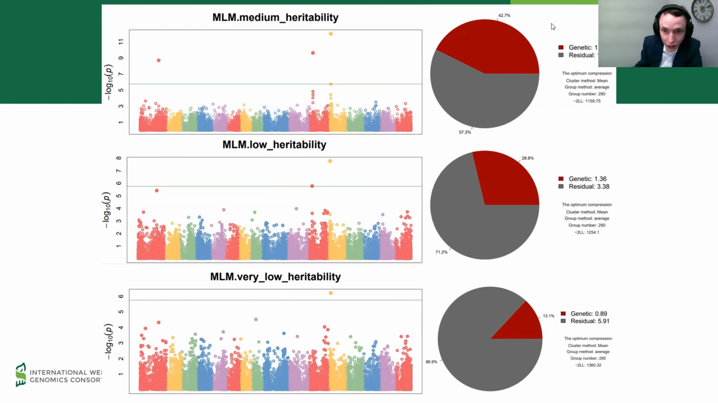The pie charts on the side show the proportion of the total variation that could be attributed to genetics versus everything that's not genetic. So it's a measure of heritability. As you reduce the heritability of your trait, what you see, first of all, is that p-values get lower, and once you get to sufficiently low heritability, you start losing your ability to detect alleles unless you start increasing your sample size.